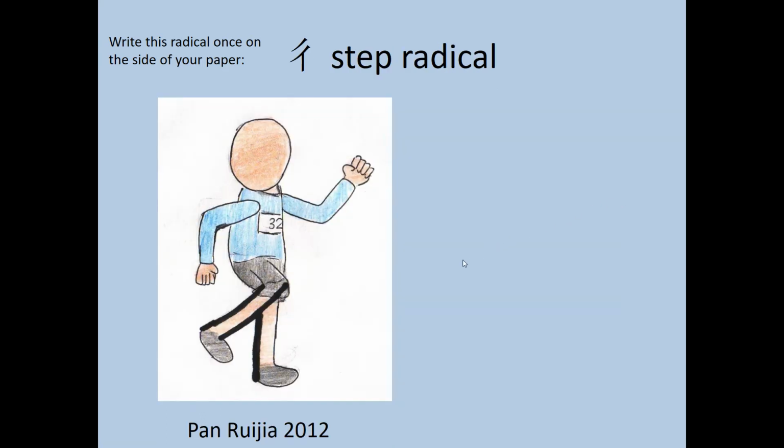The third radical you should trace is the step radical. And it looks like a person radical with an extra line above it. My students illustrated it here as a leg.